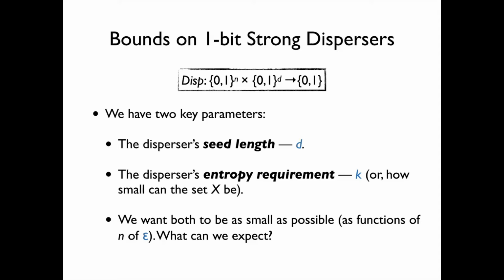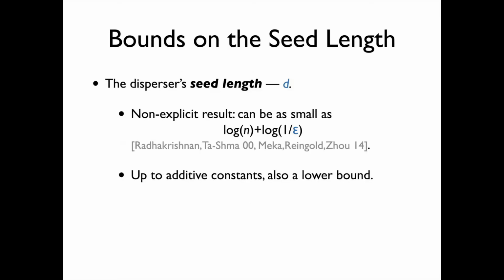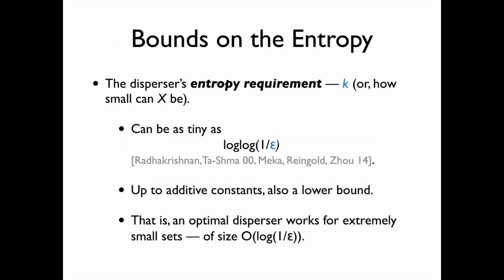What can we expect? For the seed length, non-explicitly, and also it's in fact a lower bound, the seed length should be log n plus log 1 over epsilon. In terms of the entropy requirement, it can be as tiny as log 1 over epsilon. That is, in terms of set sizes, which are 2 to the entropy, a disperser works for extremely small sets of size O(log 1 over epsilon).